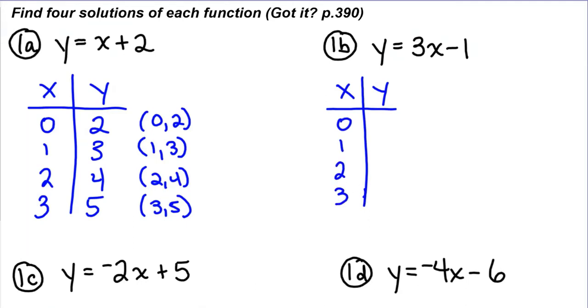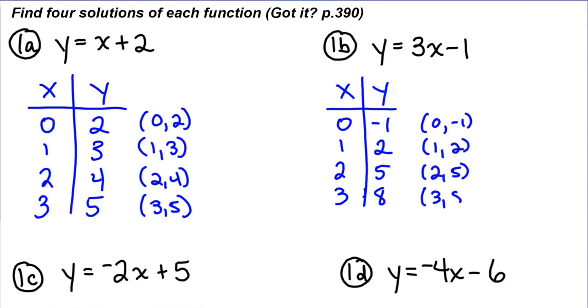And if I put 0 into this function, 3 times 0 is 0. 0 minus 1 is negative 1. 3 times 1 is 3. 3 minus 1 is 2. 3 times 2 is 6. 6 minus 1 is 5. And 3 times 3 is 9. And 9 minus 1 is 8. So again, these would be 0, negative 1, 1, 2, 2, 5, and 3, 8 as ordered pairs.